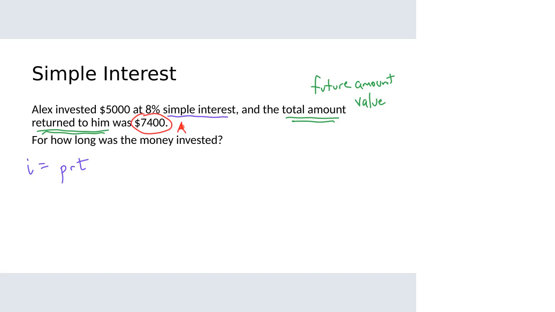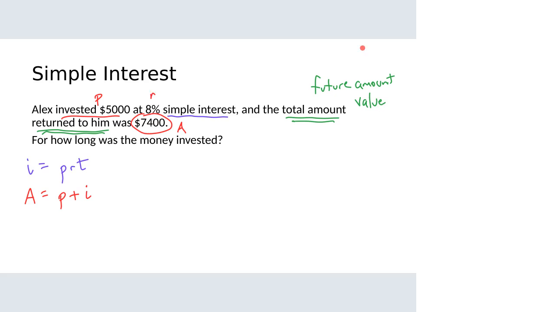That 7,400 here, this is our A. And what that tells us is we're going to need to use A equals P plus I as part of the process here. So it's very important to note, the interest wasn't 7,400, it's the future value that's 7,400, and that lets us know we need to use this formula also in this question. He invested 5,000, so that's the principal. 8% is the rate, and we're being asked for how long, so we're looking for the time.